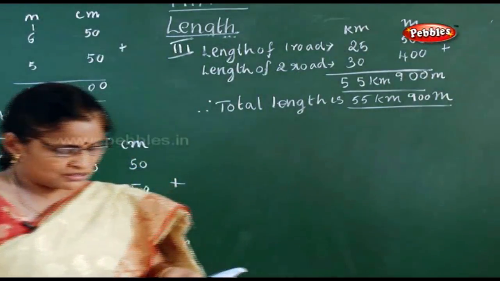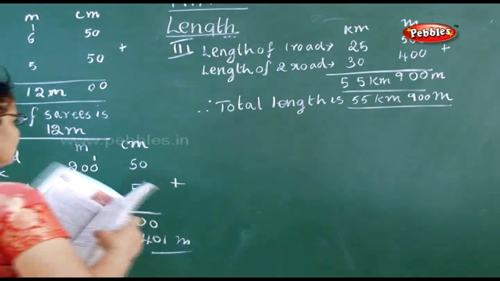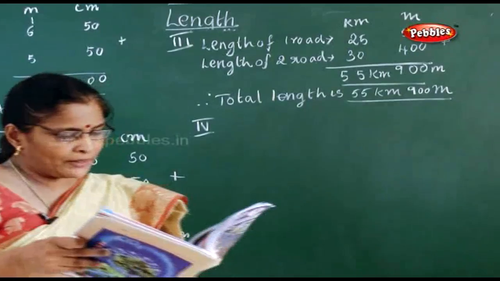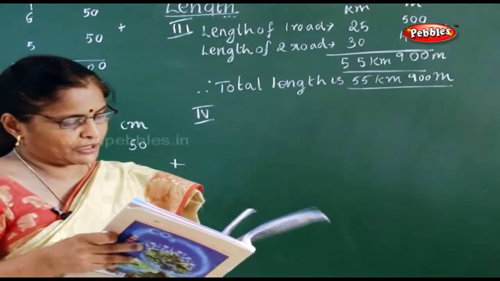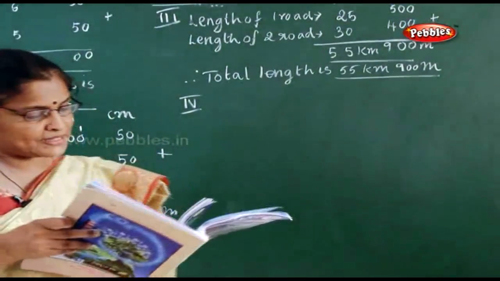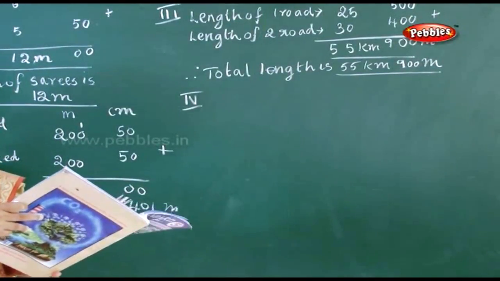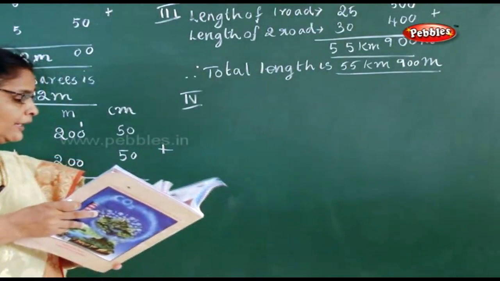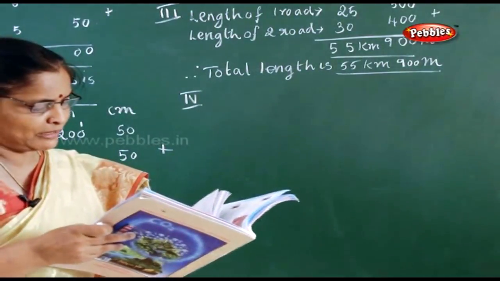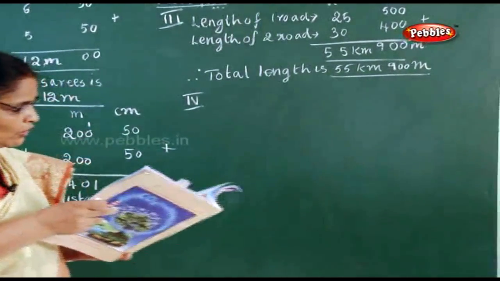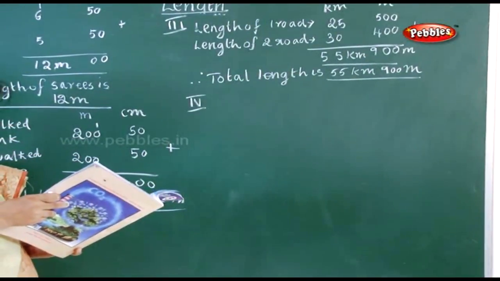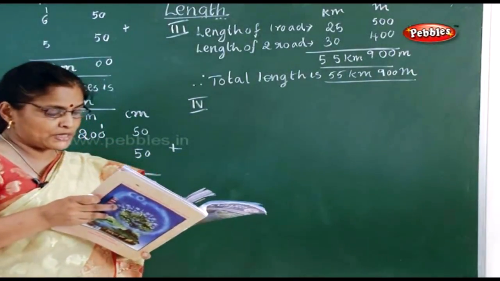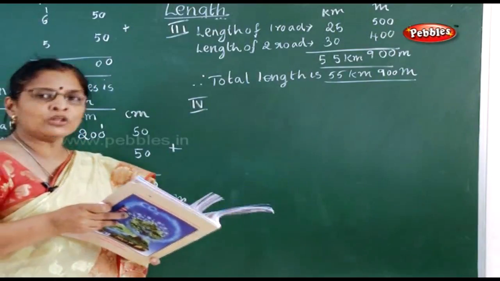Now next sum, what is the fourth sum they have given? A rope is 27 meter 40 centimeter long. If 20 meter and 30 centimeter is cut off, I think I taught you in the subtraction, the ribbon, the mother with the ribbon cutting. So if one rope is 27 meter and 40 centimeter long, in that 20 meter and 30 centimeter is cut, what is the question they have asked? What is the length of the rope left?